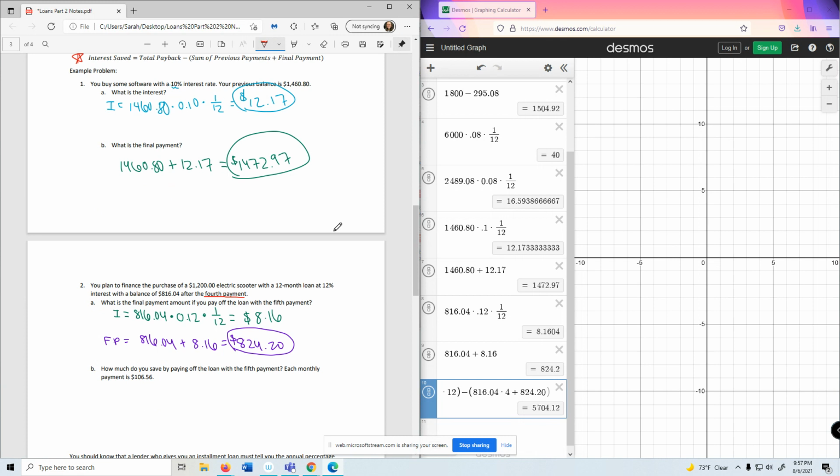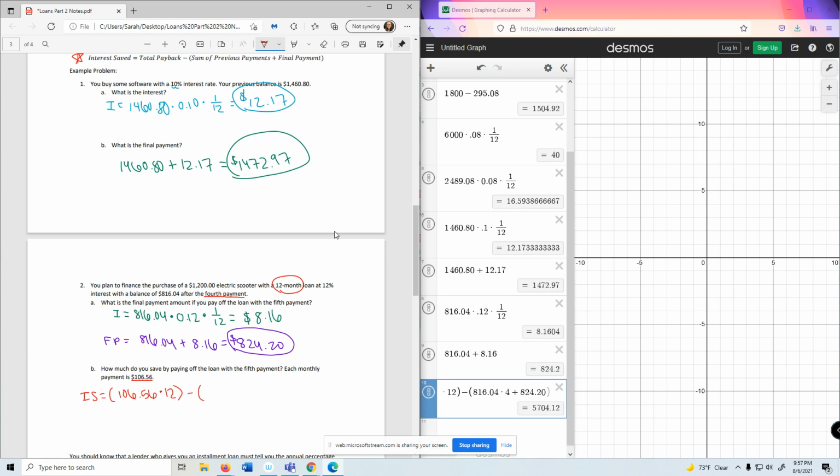So in order to do that, you need to know how much your monthly payment was. Each monthly payment, we are told here, is $106.56. So to find our interest saved, it's our total payback. So originally, we would have our monthly payments of $106.56 times how many total payments? It is a 12-month loan, times 12. So that takes care of total payback.